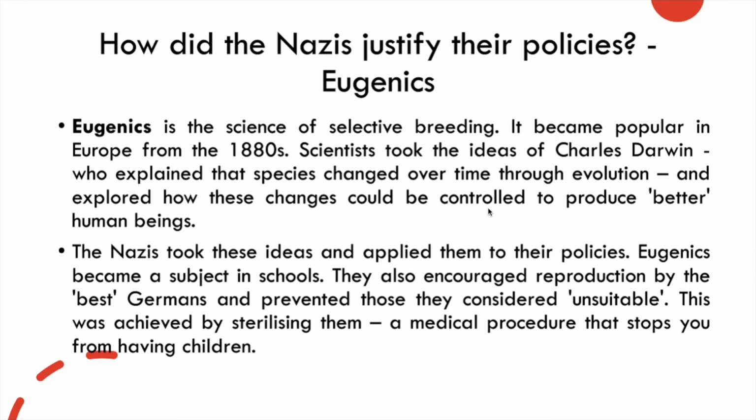Eugenics became a subject in schools. They also encouraged reproduction by the best Germans and prevented those they considered unsuitable. They achieved this by sterilising them. That is a medical procedure that stops you from having children.